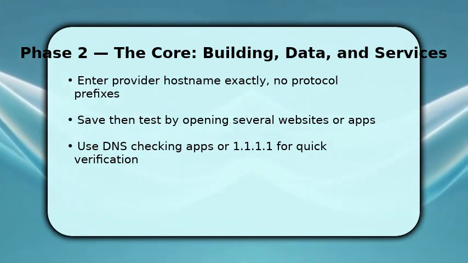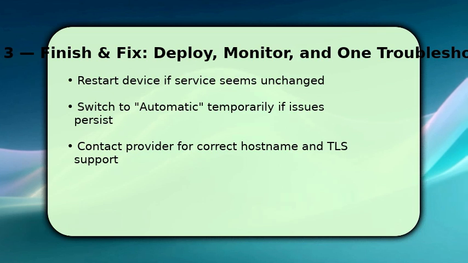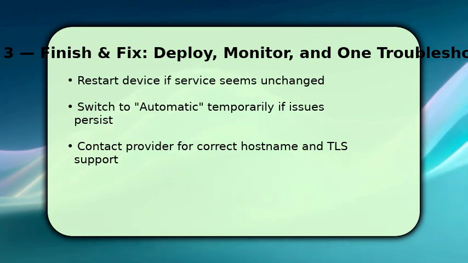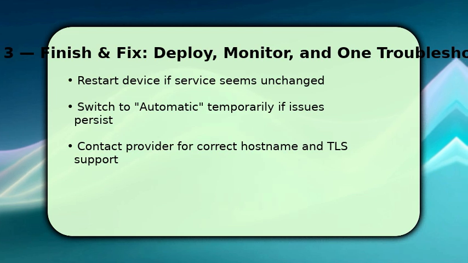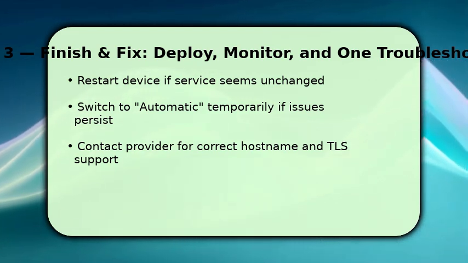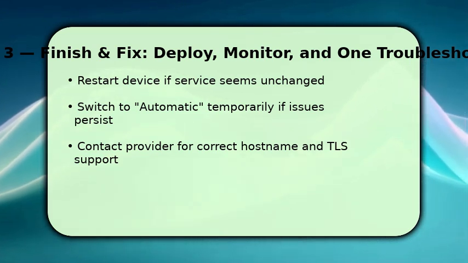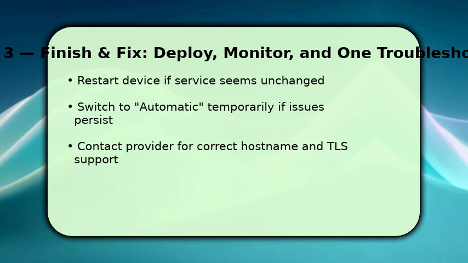To confirm the change, complete the process by finishing setup and preparing one troubleshooting tip. If sites fail after configuration, restart your phone first. That resolves many glitches. If problems continue, change Private DNS back to automatic to confirm connectivity, then re-enter the hostname carefully. Spelling mistakes are common.